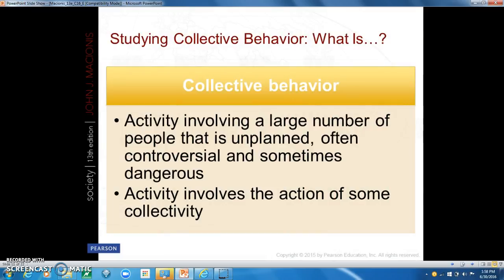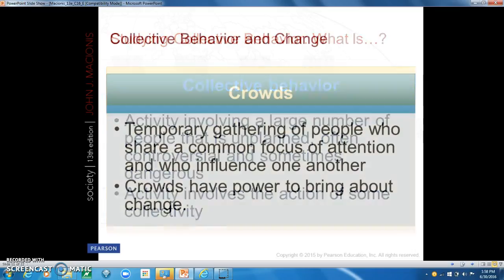Looking at collective behavior, collective behavior is activity that involves a large number of people that is unplanned, often controversial, and sometimes dangerous. So it does refer to spontaneous, unstructured behavior of a group of people in response to a specific event, such as a panic, a riot, crowds, fads, fashions, and we can go on with those.